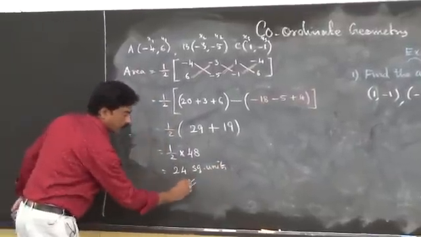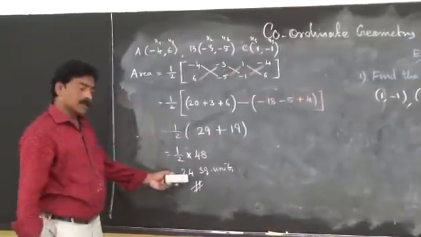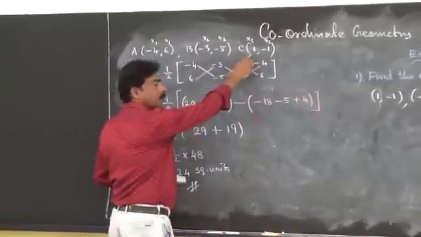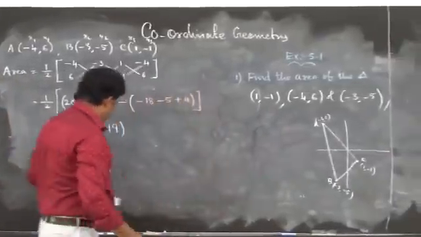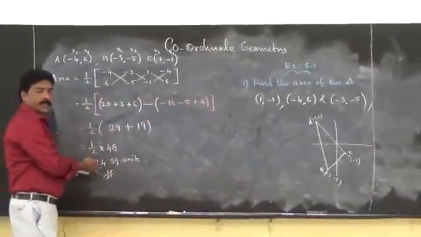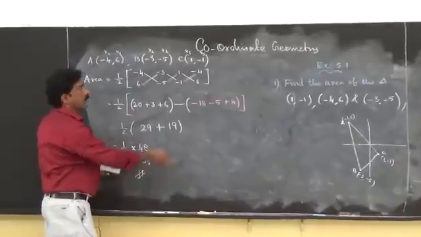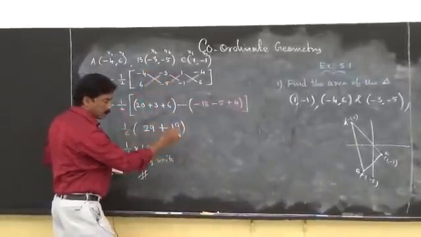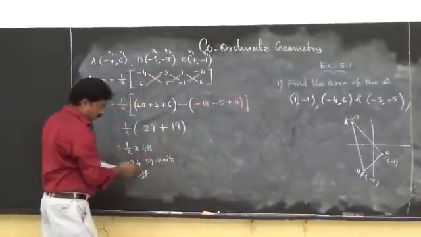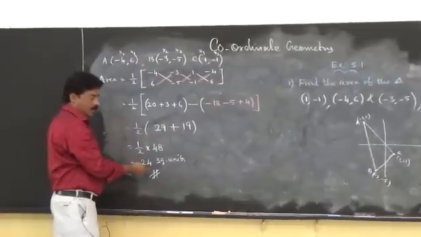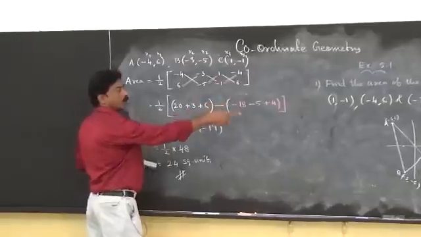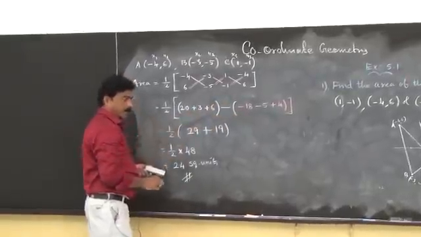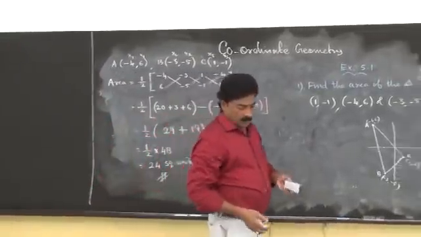This is 24 square units. So why are we taking counterclockwise? If you are not taking counterclockwise, your area may come out negative. Area cannot be negative. That is why even in the book they mention taking counterclockwise. In some cases they may give otherwise, but it is advisable that you take it counterclockwise and find the area. One more sum I will do.